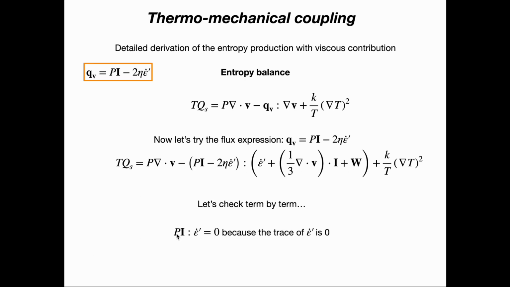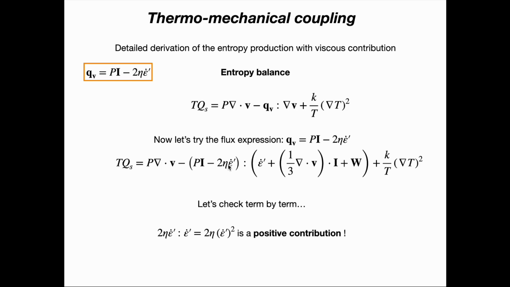So let's start with P times deviatoric strain rate. This has to be 0 because the deviatoric strain rate has a trace which is 0 by definition. P times divergence of velocity is indeed P times divergence of velocity. So that's one term which will be non-zero and important to keep in mind. P times W will be 0 because the trace of W is 0. So this term now cancels out.